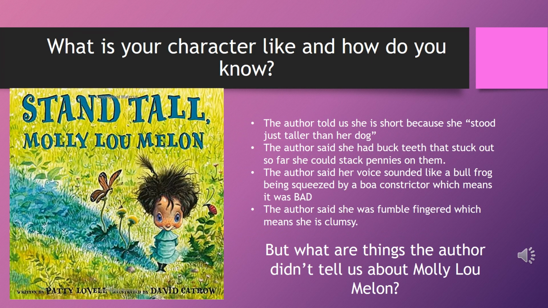So let's talk about the obvious things we know about our character Molly Lou. The author told us she's short because she stood just taller than her dog. That's pretty short. The author also said she had buck teeth that stuck out so far she could stack pennies on them. The author said her voice sounded like a bullfrog being squeezed by a boa constrictor, so obviously that's bad. And the author said she was fumble-fingered, so she's clumsy. The author is flat out telling us these characteristics about Molly Lou Mellon.